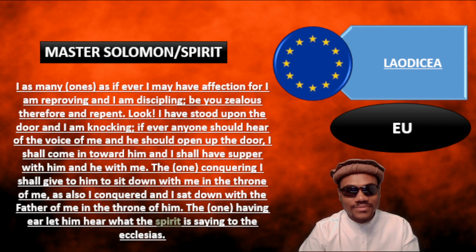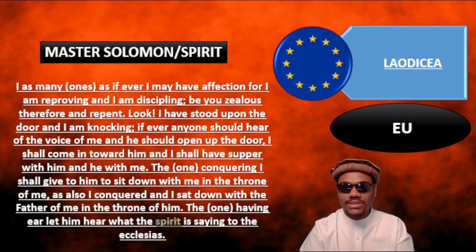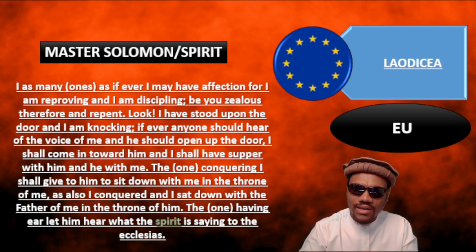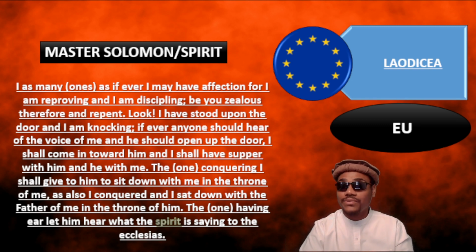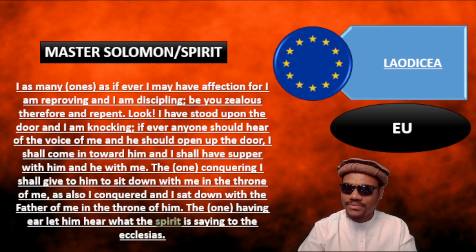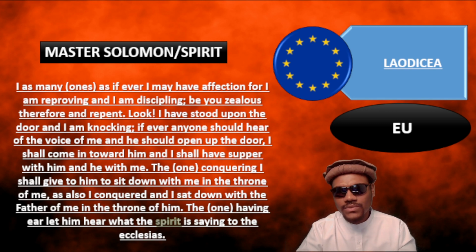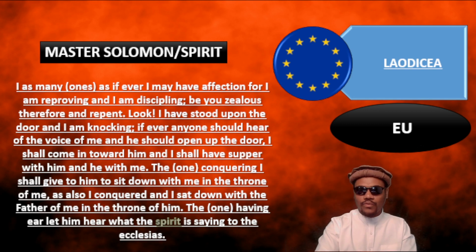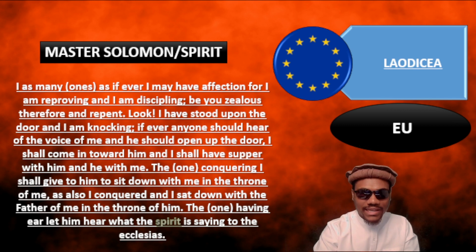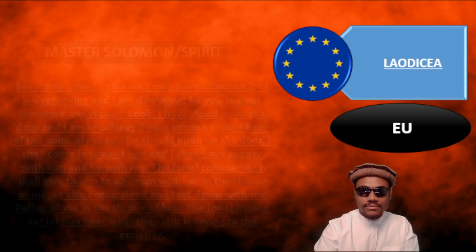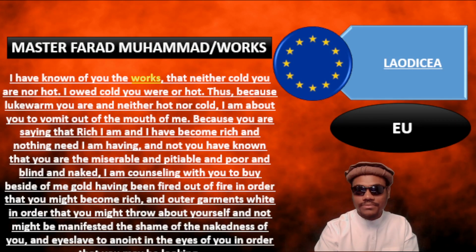They say, and I shall give to him to sit down. So this is what he's offering, to sit down with me in the throne of me, as also I conquered. He said he already conquered this reality. The conquering is conquering the reality. He said, I've conquered, and I sat down with the Father of me, which is the God of this world, in the throne of him. So this is speaking about the situation. This is speaking about paradise. So we'll move forward with what Master Prophet Muhammad is saying to that nation, to the middle part of that nation.